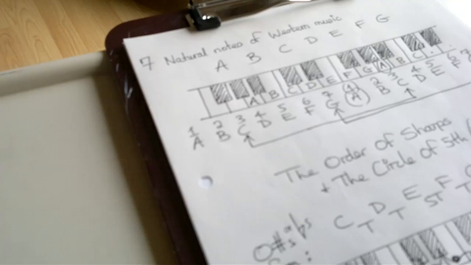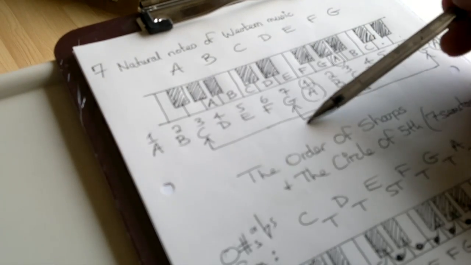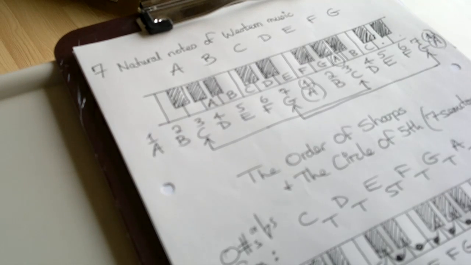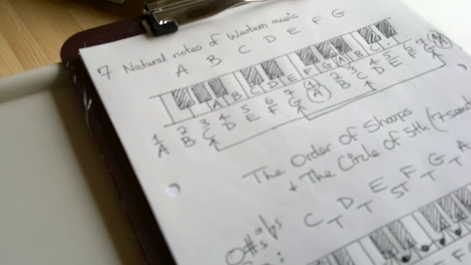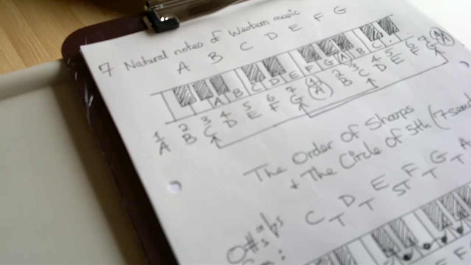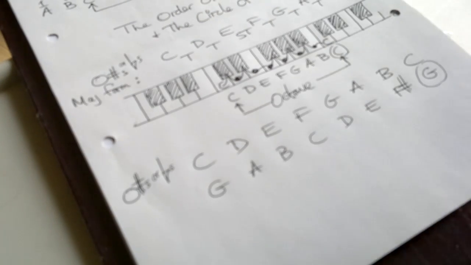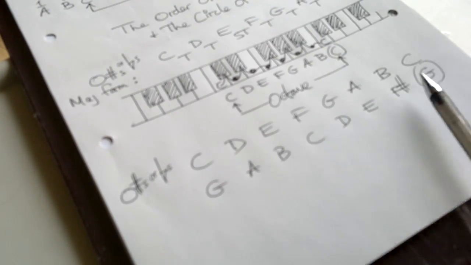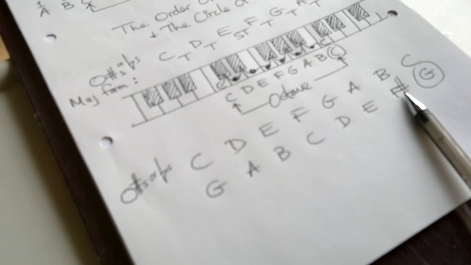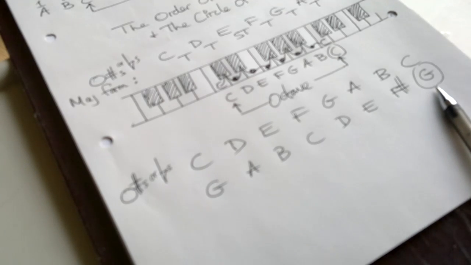The next one I want to do is from G to G. So wrote this out here. So G to G, if we apply the tone, tone, semitone structure through there, we would find that we land on an F sharp. So that's the key scale of G after the application of the pattern, the formula.